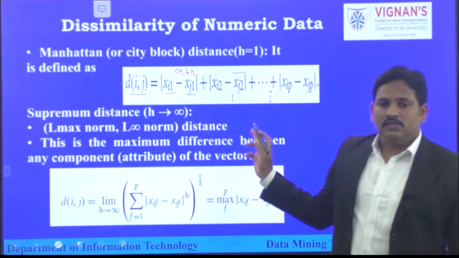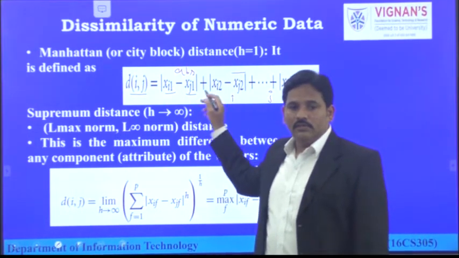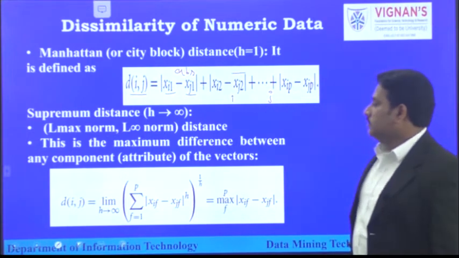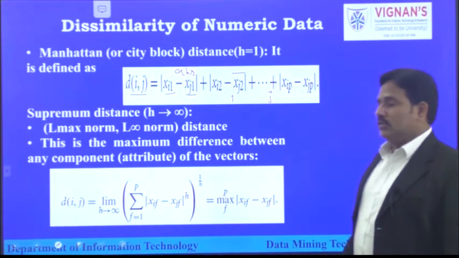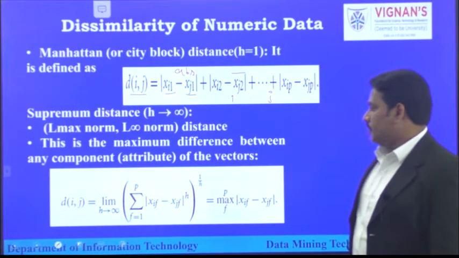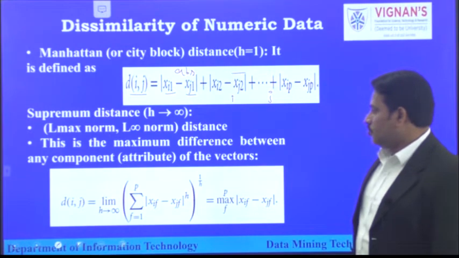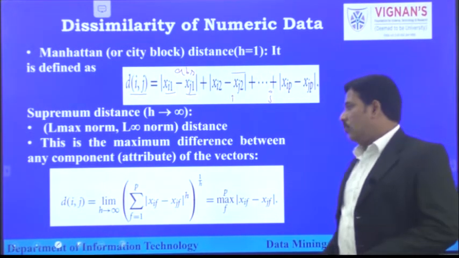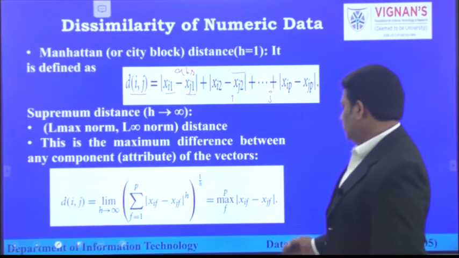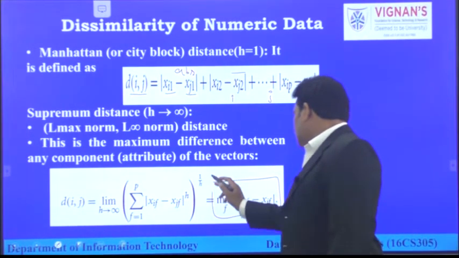But whereas in Manhattan distance, instead of applying squaring and square root, we directly take the mod of that value, subtracting equal data points in both data sets, that is i and j. And there is one more distance called the supremum distance. Sometimes we call it the L-max norm distance. The simplified formula is like this.